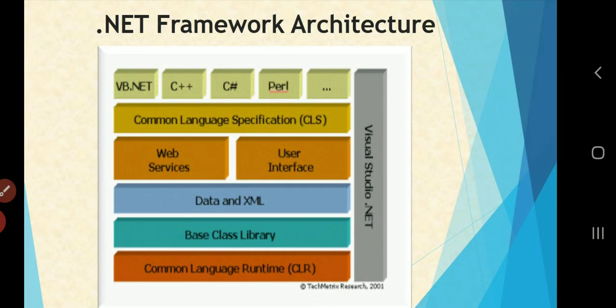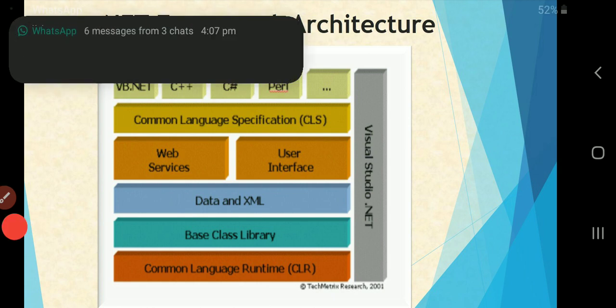Here is the .NET framework architecture. See here at the bottom side there are a number of layers. From one layer we turn to the Visual Studio .NET. Now at the lower side, the red portion of this figure shows the common language runtime. What is this? The common language runtime is the basic building block of this .NET framework architecture. This is also called the heart of the .NET framework.